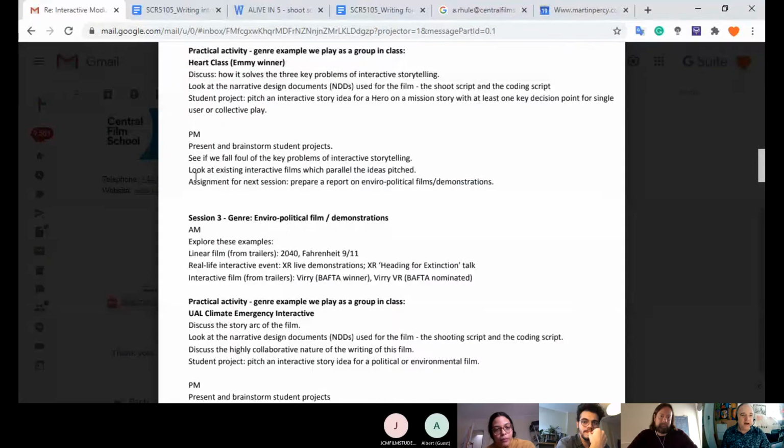So you will all be in a great position to do the next bit, which is prepare a report on enviropolitical films. In other words, political films which are about the environment.